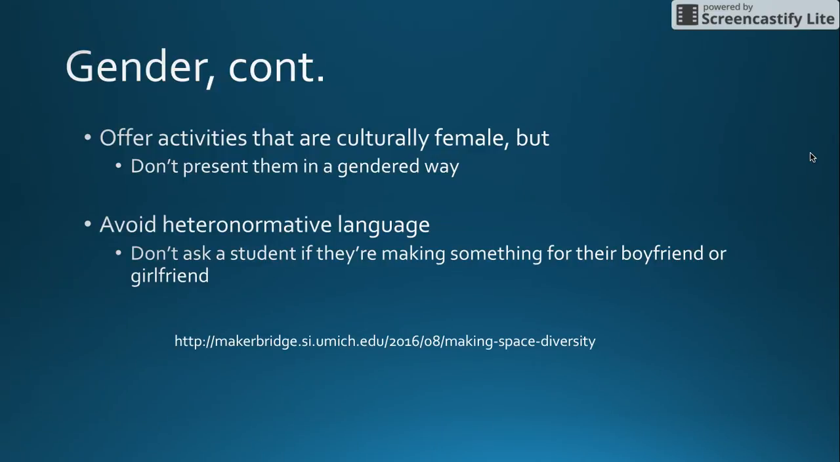And the last one is to avoid heteronormative language. In this case, you don't want to ask a student if they're making something for their boyfriend or their girlfriend. You just simply don't want to make assumptions, especially about someone's sexual orientation. It's quite obvious, but it's important.